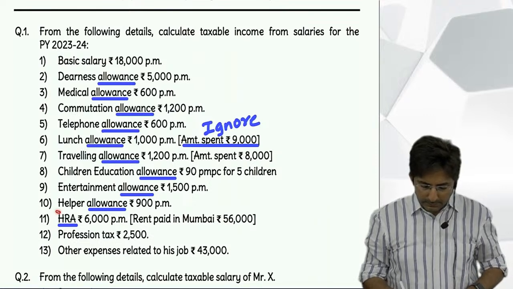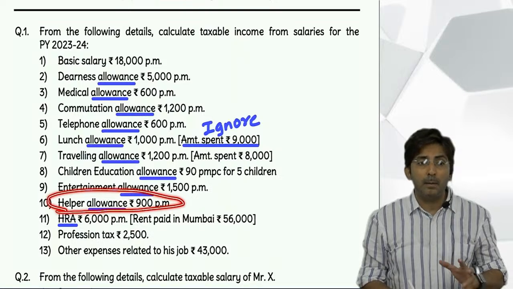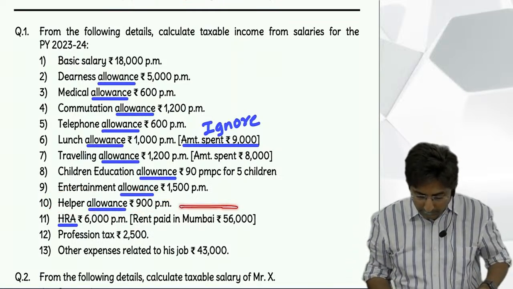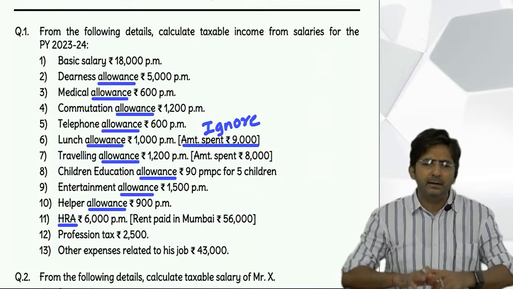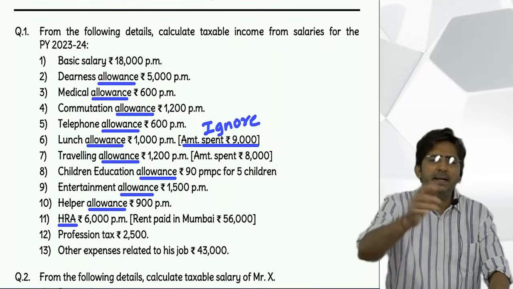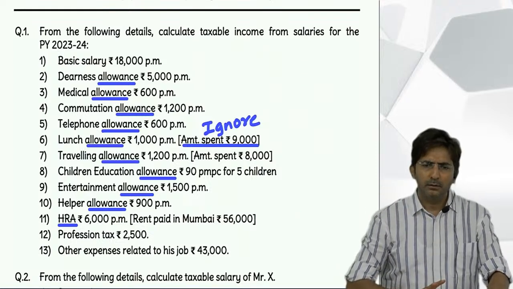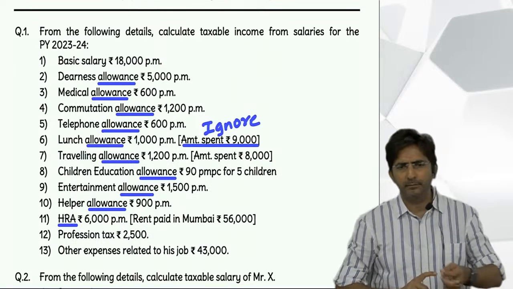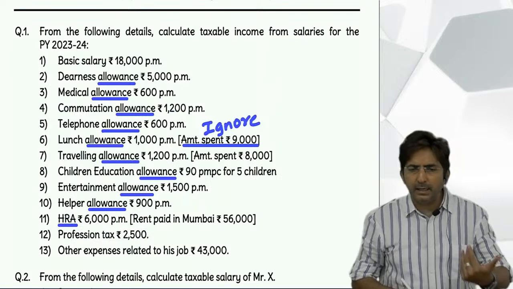Helper allowance is in the category where amount exempt is amount spent. Oh, but amount spent is not given. Amount spent not given, assume fully spent. Because such allowances are given only when you are going to spend it. No boss will give it free of cost. Only if you have to incur some office expense are you given it. But if they have not given the spent amount, we can assume fully spent.